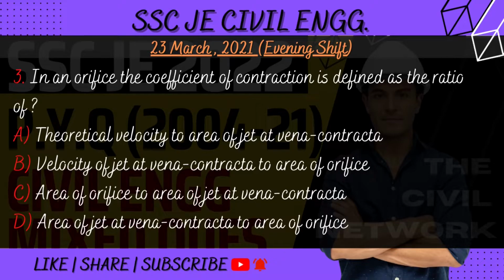Options are A. Theoretical velocity to area of jet at vena contracta, B. Velocity of jet at vena contracta to area of orifice, C. Area of orifice to area of jet at vena contracta, D. Area of jet at vena contracta to area of orifice. So the correct answer is option D, area of jet at vena contracta to area of orifice.